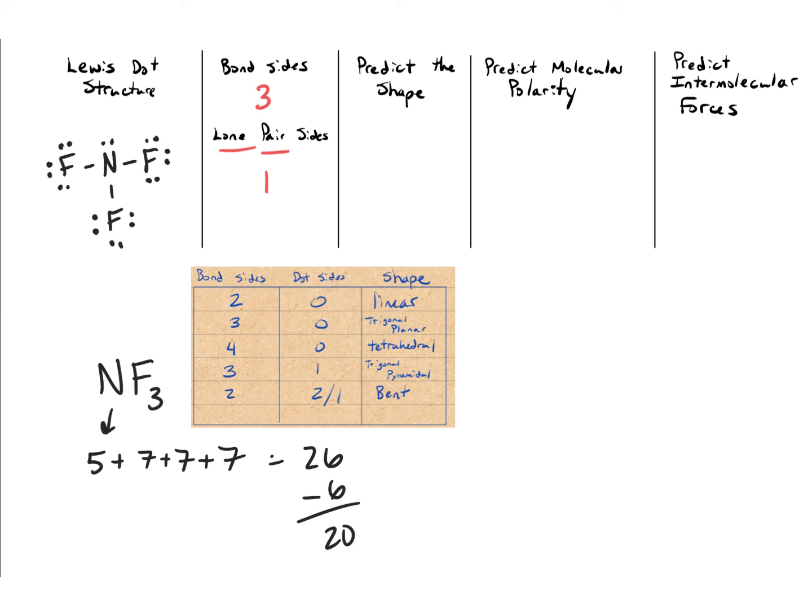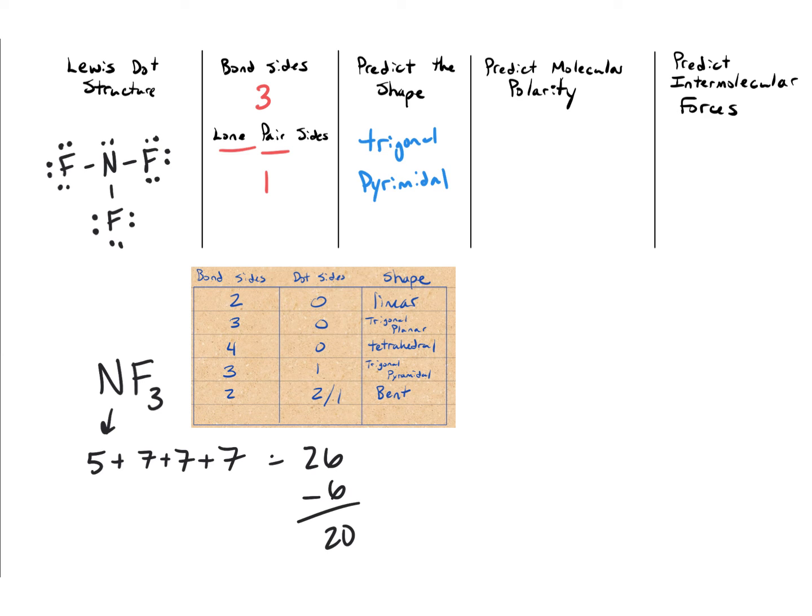So the next thing I'm going to do is I snagged a screenshot of the shapes table from our notes, and I put it right here into this area underneath the table just so I could show you what I'm looking at. So since I have 3 sides with bonds and 1 side with dots, well, the 3 and 1 is trigonal pyramidal. And so predict the shape, that's trigonal pyramidal.